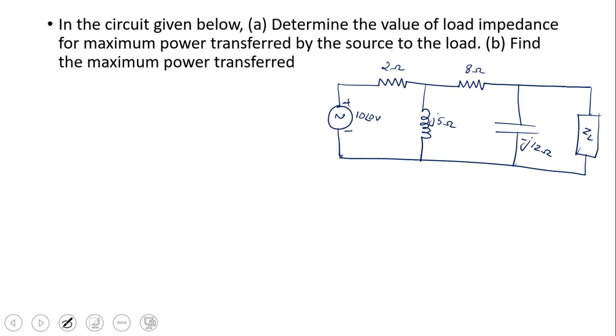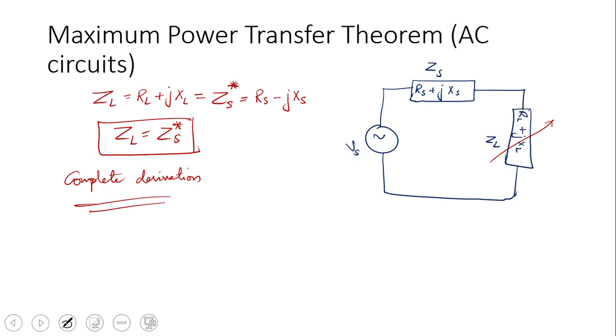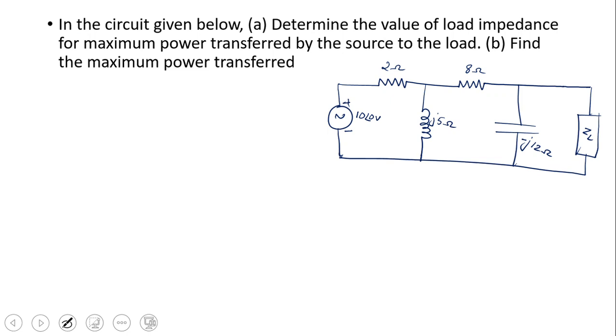You have a problem over here. You need to find the value of load impedance for maximum power to be transferred by the source to the load, and also you need to find the value of the maximum power transfer. The procedure is the same. The steps are the same, only there's a small change in the second step. When you had DC circuits, the first step was to find out the Thevenin's resistance. So here you are going to find out the Thevenin's impedance.